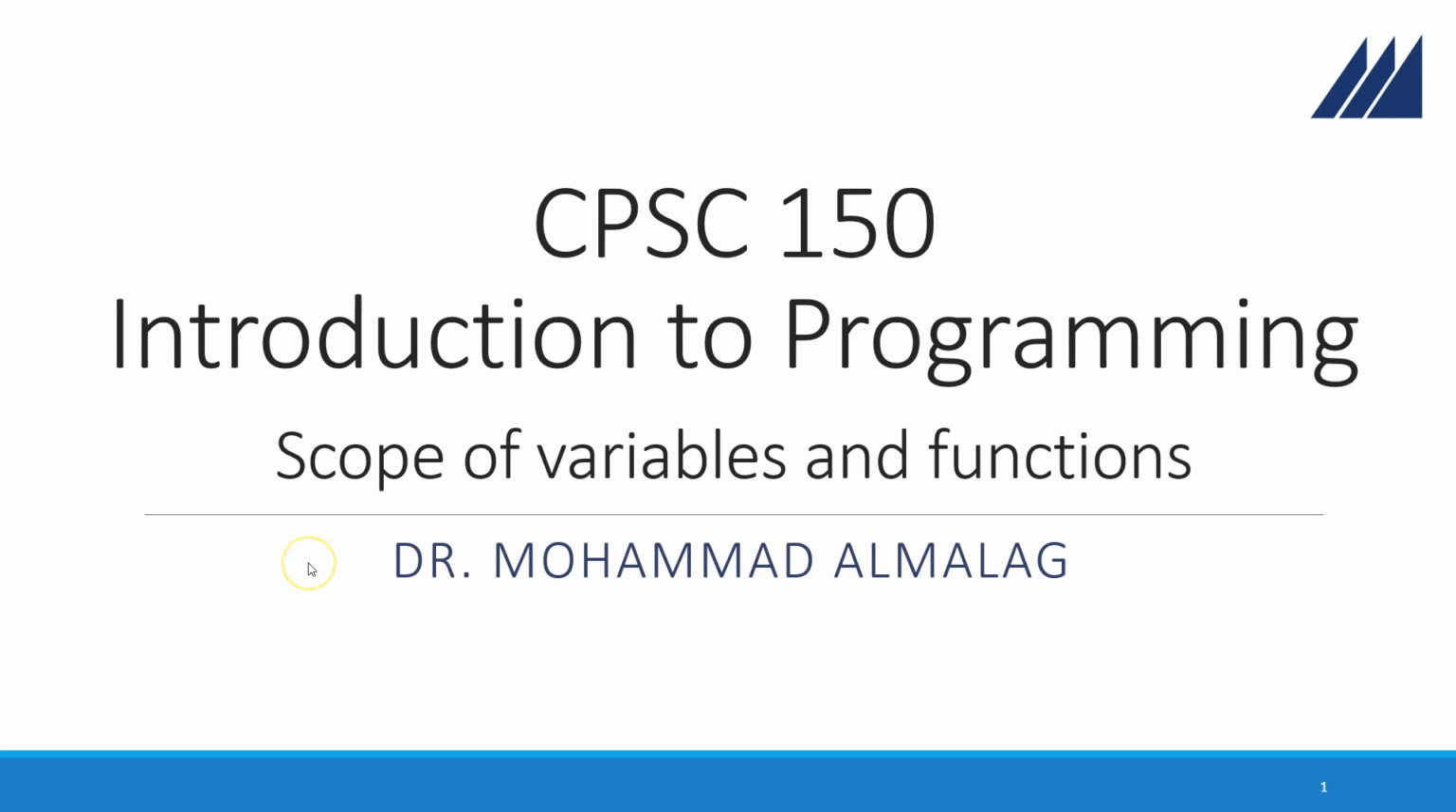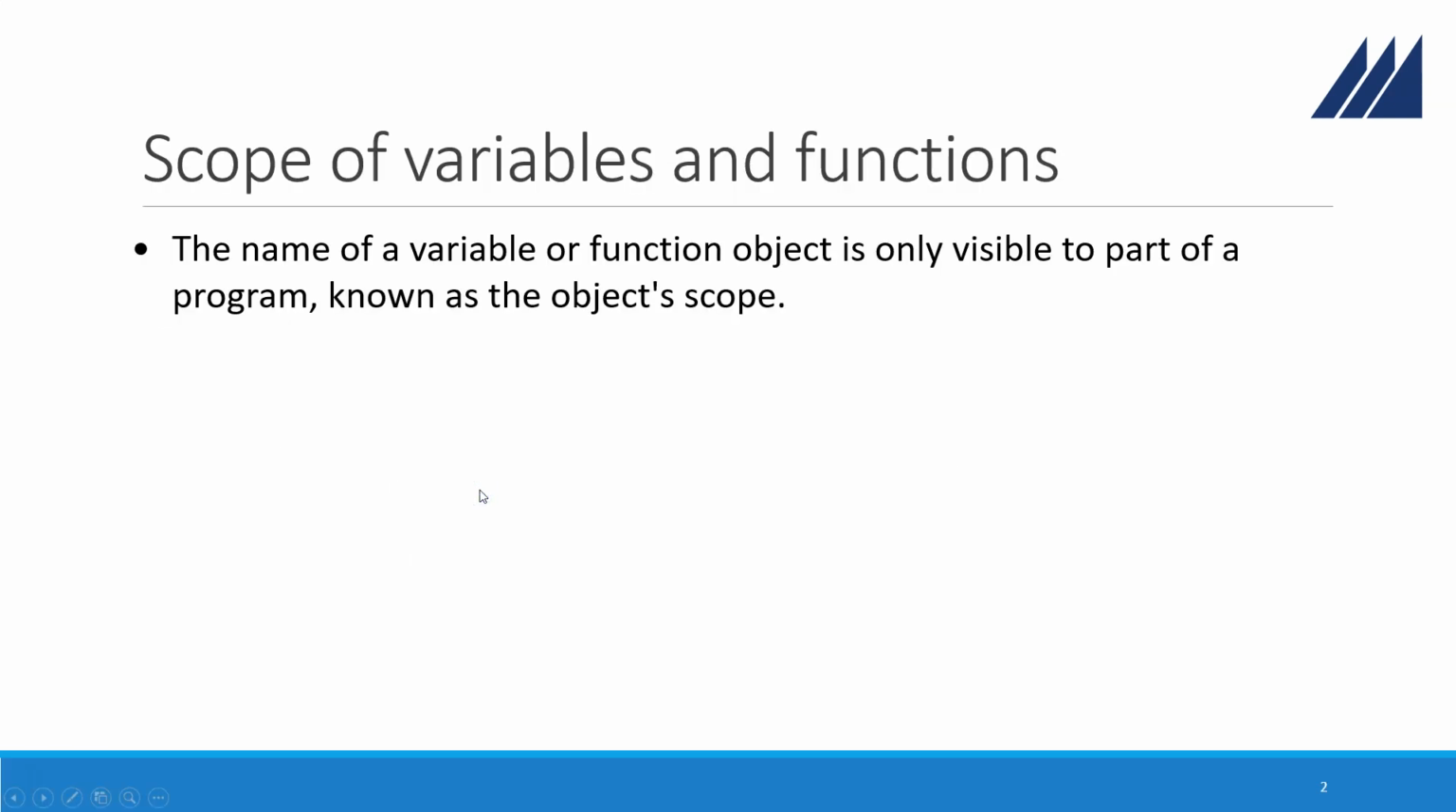Hello, in this video we'll talk about the scope of variables and functions. What do we mean by the scope of a variable? When you have different variables in your program, these variables are not visible everywhere in the program, especially if you have functions. So it's very important to understand the scope of variables that you are using in your program, either inside the function or outside the function, in order to be able to assign the right values and to expect the right result.